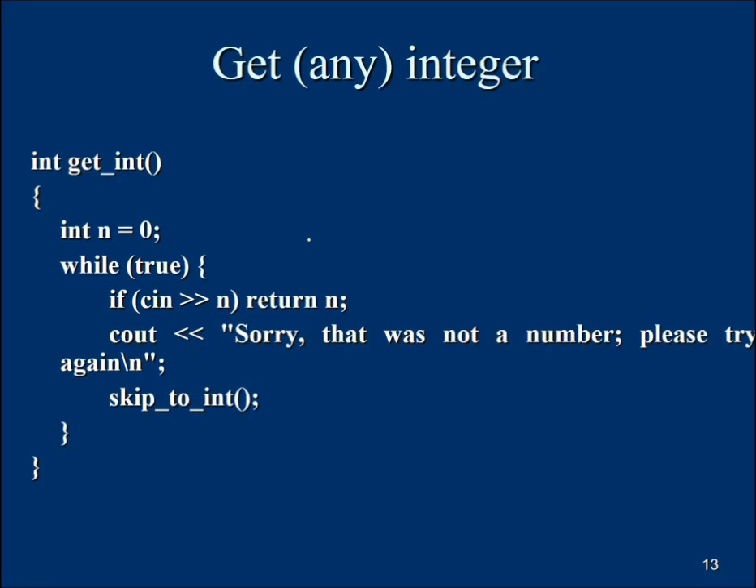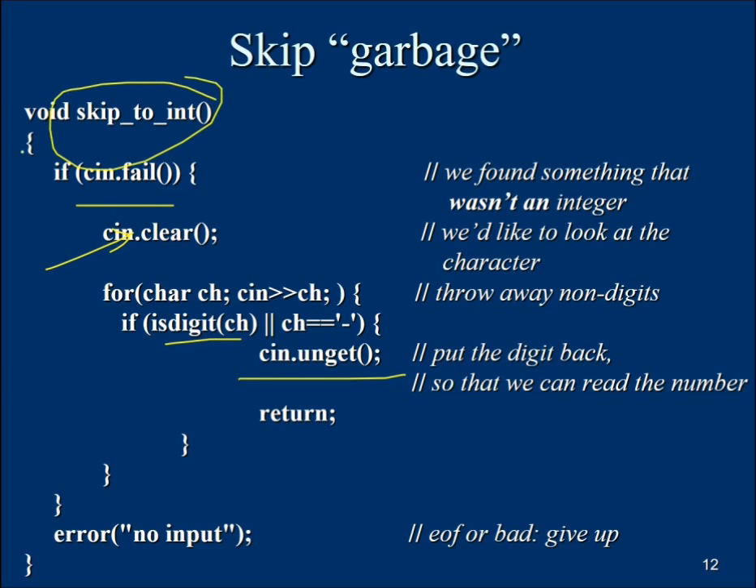What would the implementation of this get int be? We'll just check for true, we'll expect the integer, and if not we say sorry, that was not a number, please try again, and we skip to the integer.